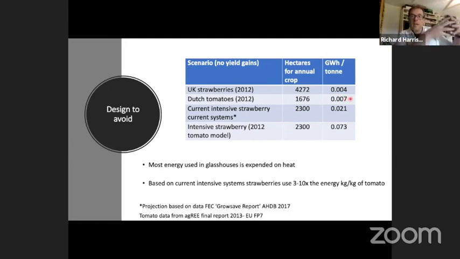Now, if we were to take current strawberry production and current strawberry yields and put them in an intensive tomato system, we would use about threefold more energy than if we were growing tomatoes in that same glasshouse, because of the lower yields of strawberry versus tomatoes. So we can't just take our current crops and move them into intensive systems, because first of all they won't be cost effective, but environmentally you can see that per ton the energy use, and therefore the emissions, would be extraordinarily high.